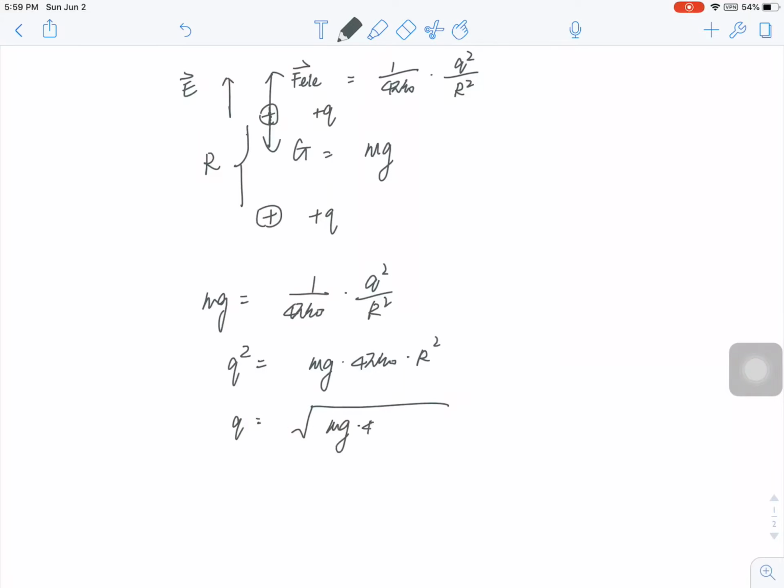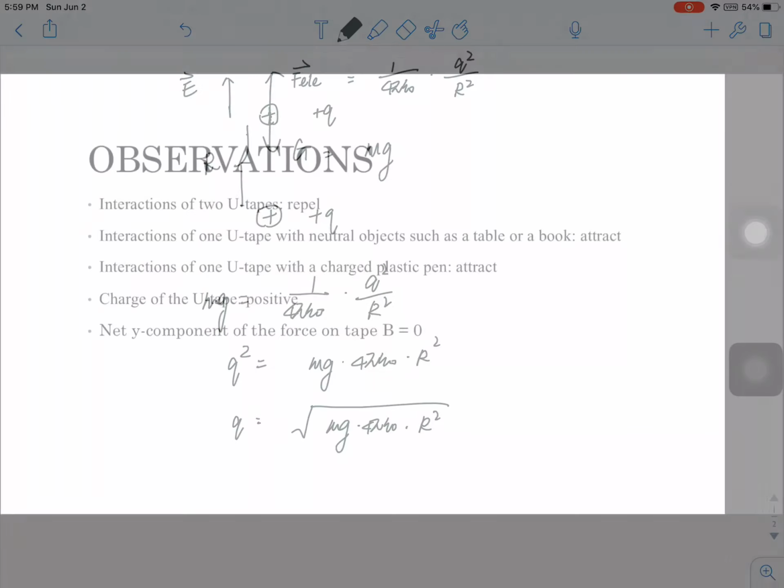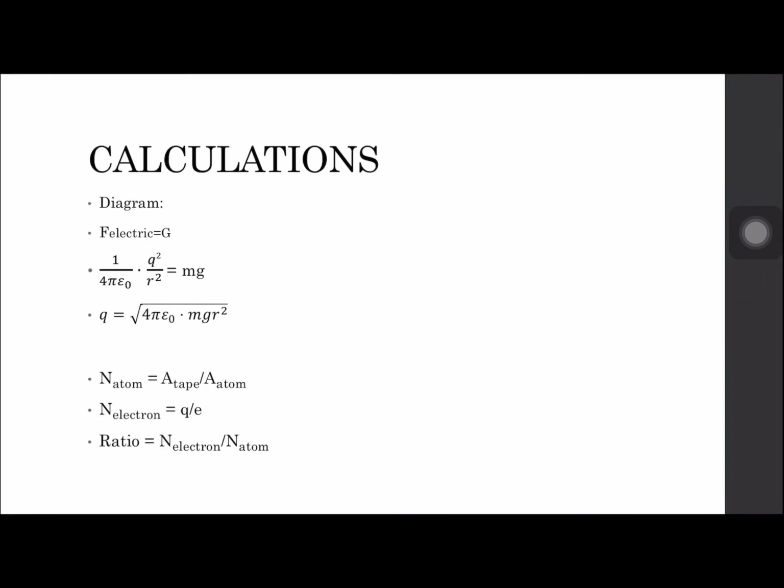In this experiment, the length of my tape is around 0.2 meters, and since the clear tape is around 1 gram per meter, I get the mass of the tape of 0.2 gram, and then get the gravitational force on the U-tape, which is 0.00196 newtons. The distance between my two tapes when one began to float above the other is 0.05 meters. What I did next was plugging in the numbers and getting the charge that the U-tape carries.